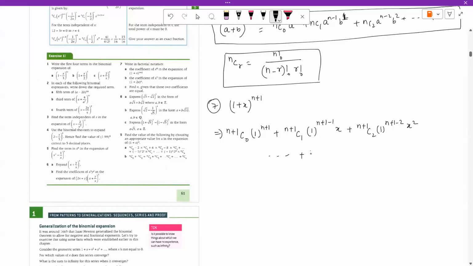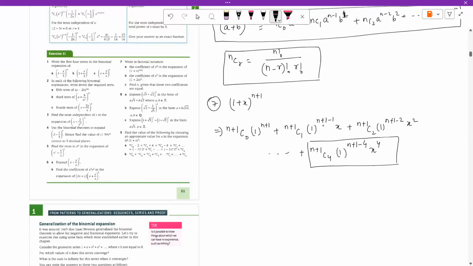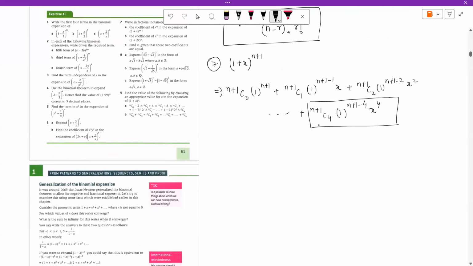So what would be that term? (n plus 1)C4, times 1 to the power n plus 1 minus 4, and then x to the power 4. So that is the term that we are looking for, right? Yes. Because the coefficients are these things. So the coefficient of x to the power 4 is (n plus 1)C4, and then this is 1 to the power anything, that would be 1.